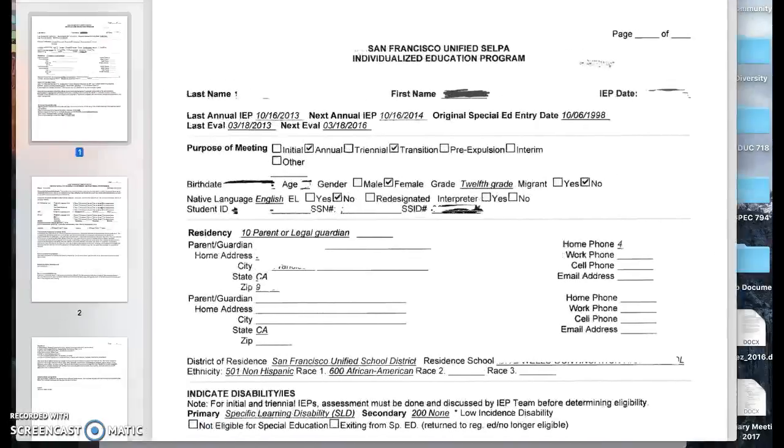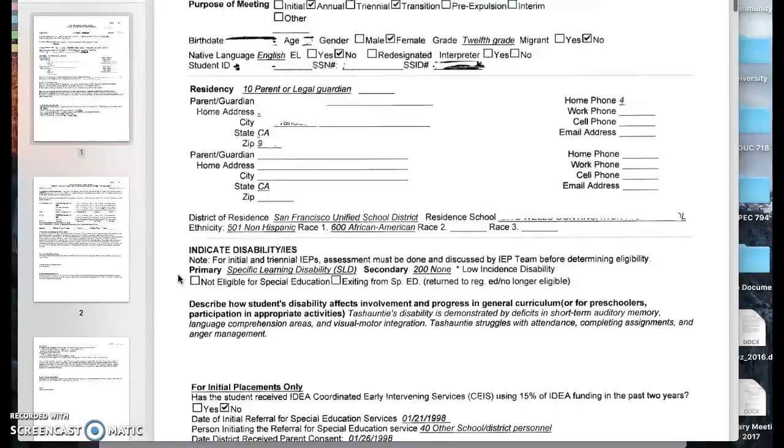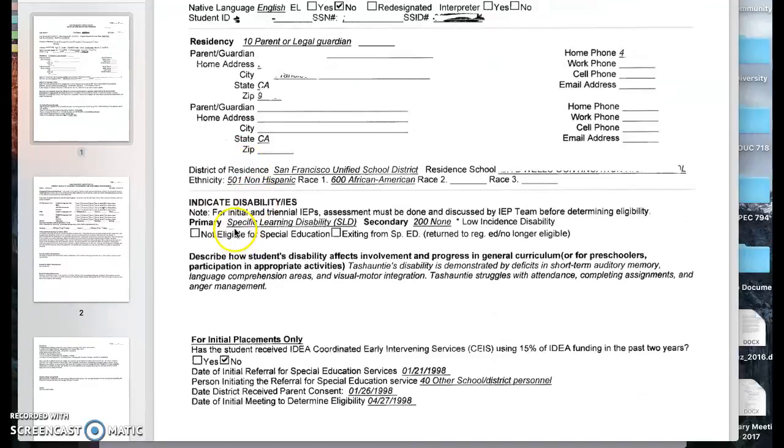All right, so this is a student who had her IEP in San Francisco. You can see that we just have the information about her last few IEPs, what type of IEP meeting it was, and some just demographic information. Now, the big thing about reading this is that it gives her primary disability here. If she had a secondary one, it would be there, and it's specific learning disability.